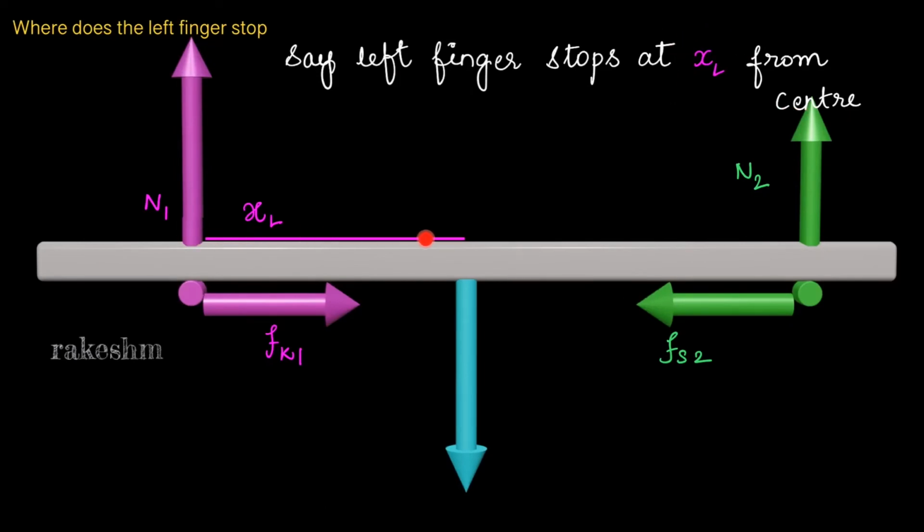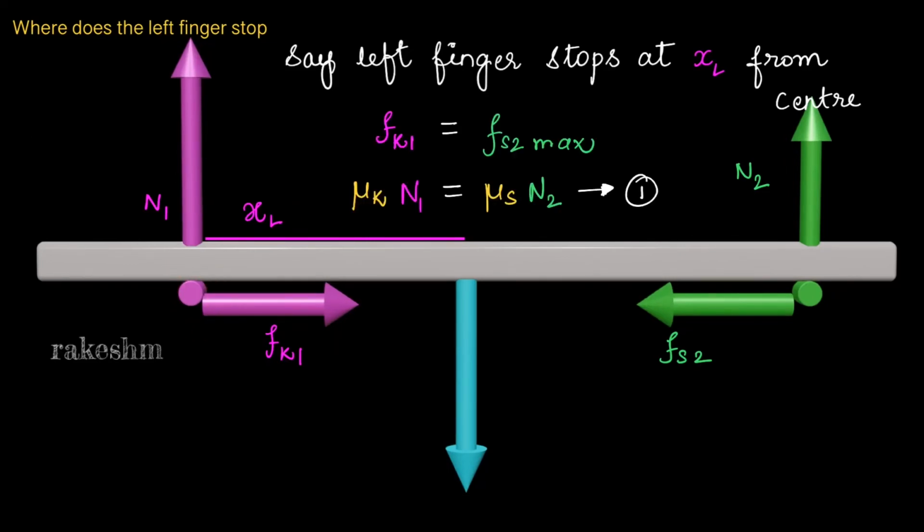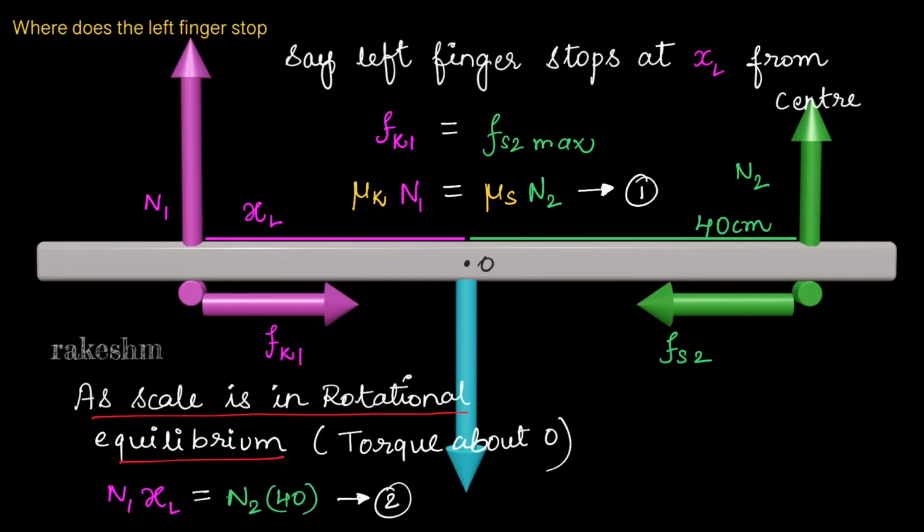So this distance here from here to here is xl, and the left finger stops here. We have discussed this condition that fk1 equals fs2 max. So fk1 is mu k times n1. This friction force equals mu k times n1, and fs2 max, the maximum value, is mu s times n2. So this is the first equation.